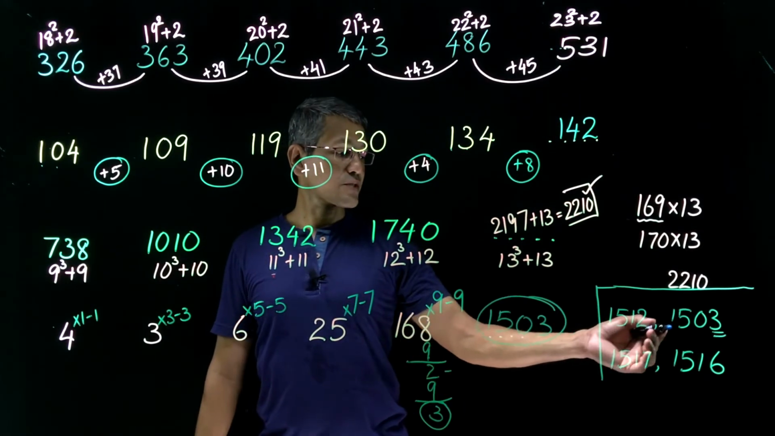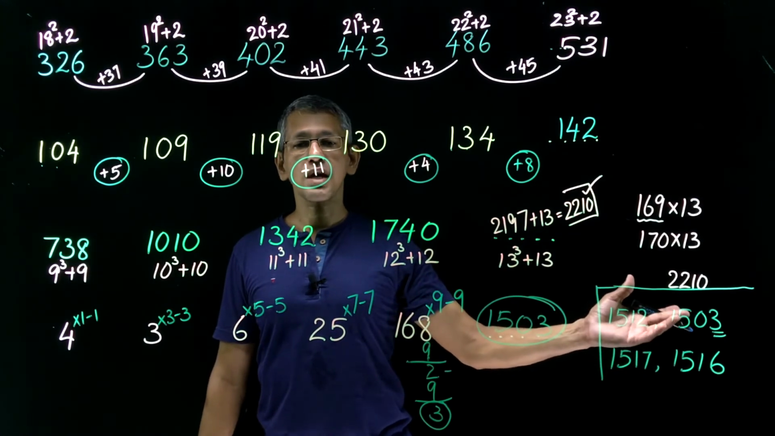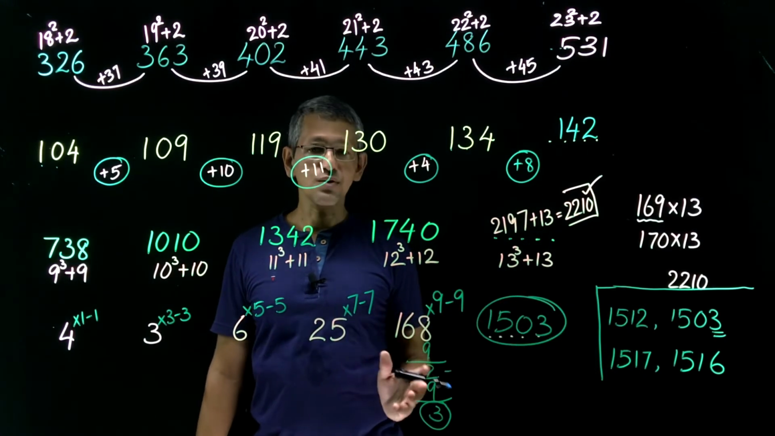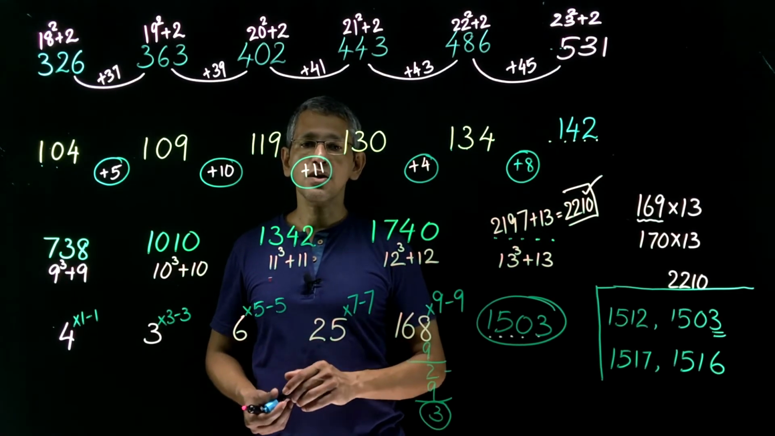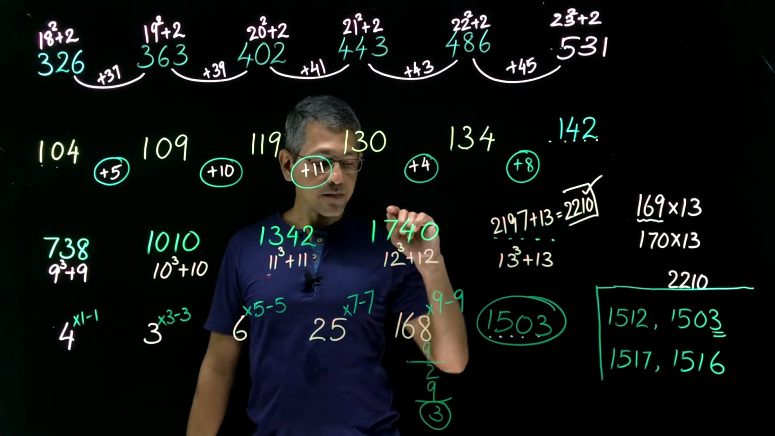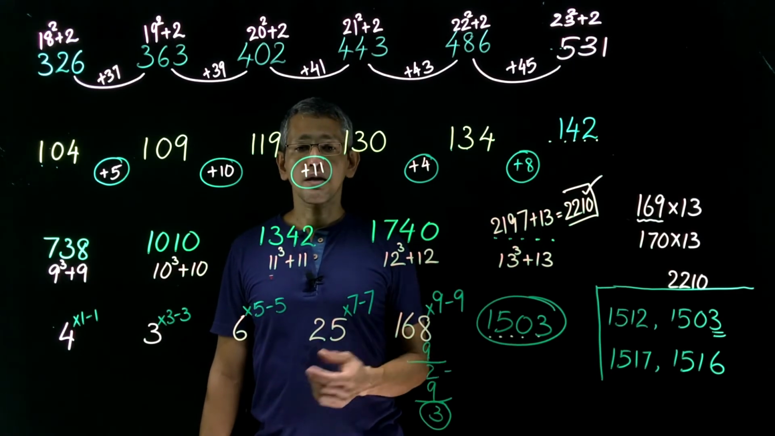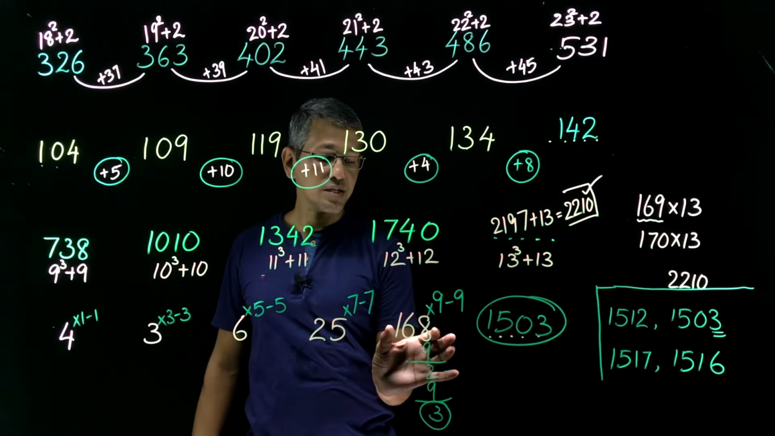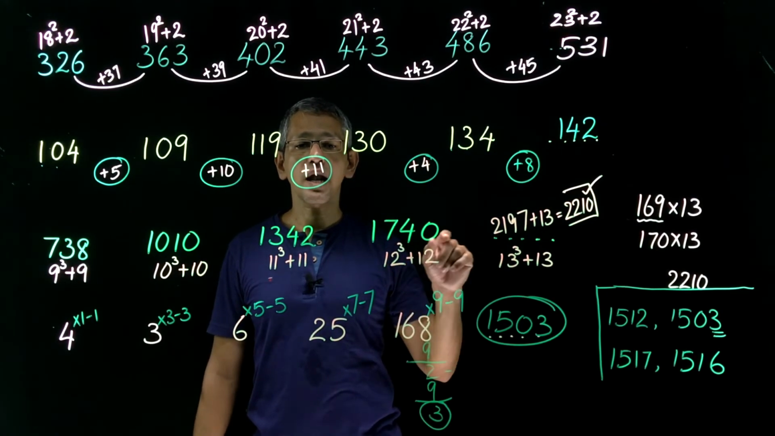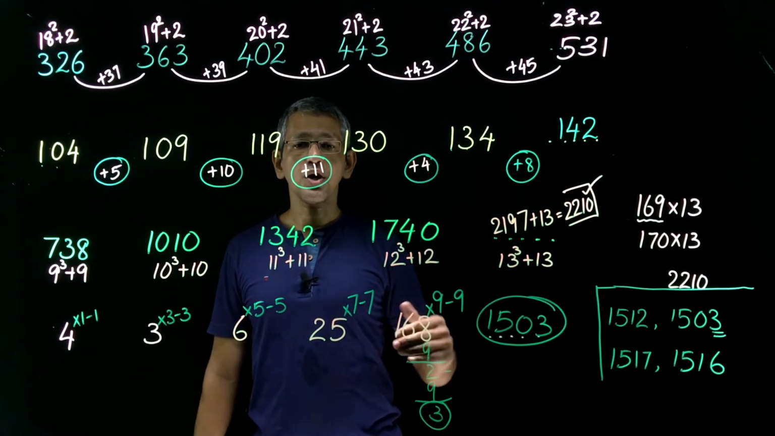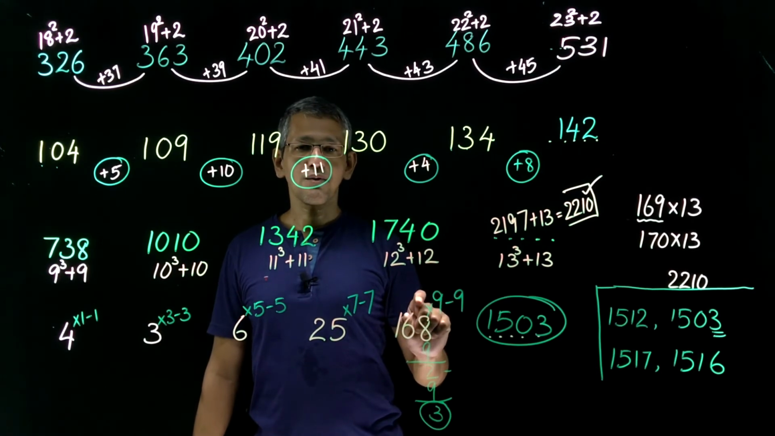However, if you have two answer choices ending with digit 3, then of course you have to do the proper, actual calculation. In that case, how do you do the exact calculation here? 168, take it as 170. 170 into 9 minus 9. Or you can simply take it as 168 into 10 first. So 168 into 10 is what? 1680. Minus, you have to subtract 168 from that in order to get 168 into 9.